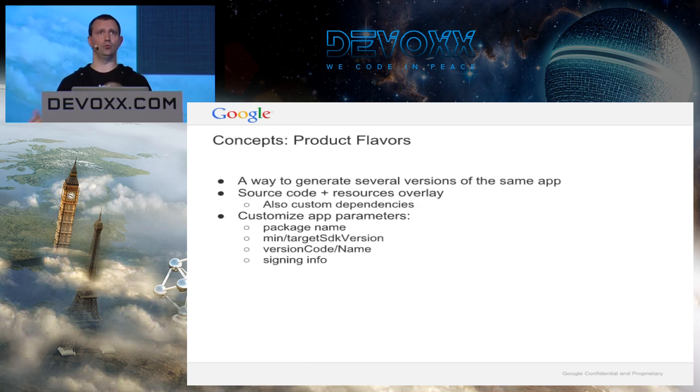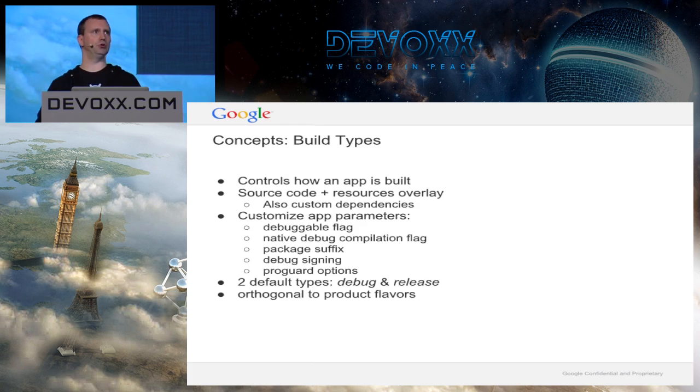And you want to be able to customize different things, right? They need to have different package names. But how do you deal with that right now when you have a single manifest? You can do that. So here, you'll be able to do that declaratively and then customize min SDK, target SDK version, all of that. And then signing information, if you need to have two apps signed differently.